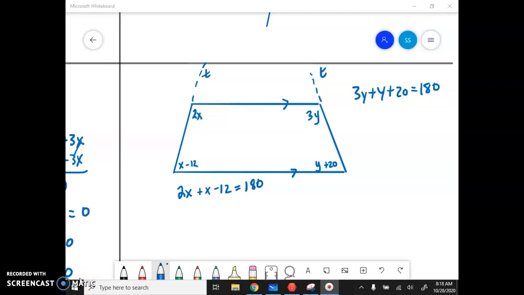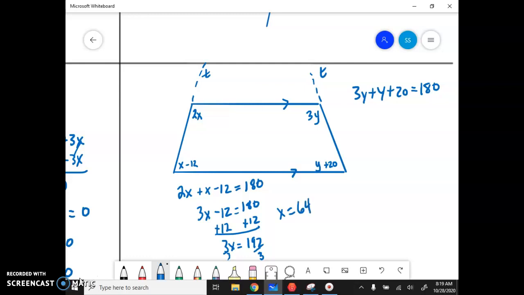Okay, so I'm going to go ahead and solve this. I'll solve for x here first. So we have 2x plus 1x. So we're combining like terms first. I'm left with 3x minus 12 is equal to 180. I'm going to go ahead and get this variable term by itself. So I'm going to add 12 on both sides. And I'm left with 3x is equal to 192. And last step, go ahead and divide both sides by 3, and you're left with x is equal to 64.